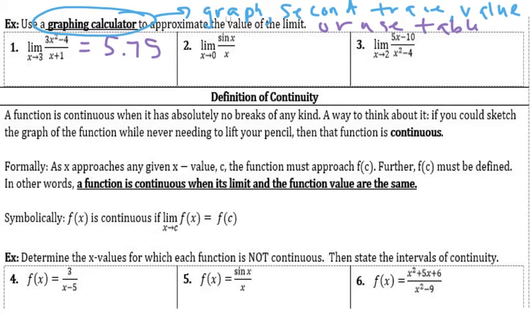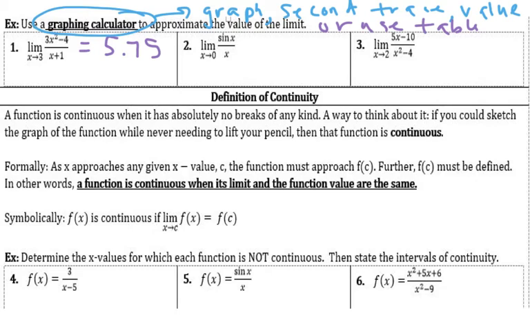If you go into that table and it actually won't let you plug in your own values, what you need to do is hit second table set. That should take you to the table setup, and you need to go down and change the independent variable to ask instead of auto. Your calculator's normal settings have it set up to be auto, and you want to change that to ask so that you can control the x values that are going in.